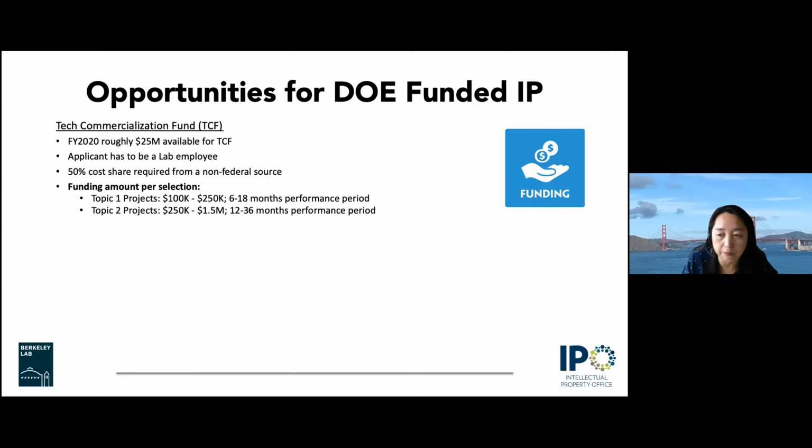And there are 2 levels of funding for this program. Topic 1 has to have already done proof of concept, and it's designed to attract a commercial partner with a funding level of $100,000 to $250,000 for a performance period of 6 to 18 months. Topic 2 projects require a credit partner who's going to work on specific applications for prototype optimization or scale up, with a funding level of $250,000 to $1.5 million available for each award, and a performance period of 12 to 36 months.